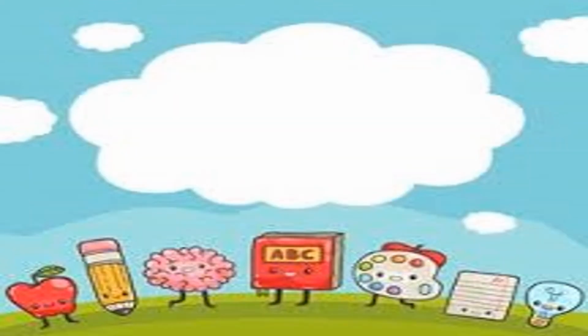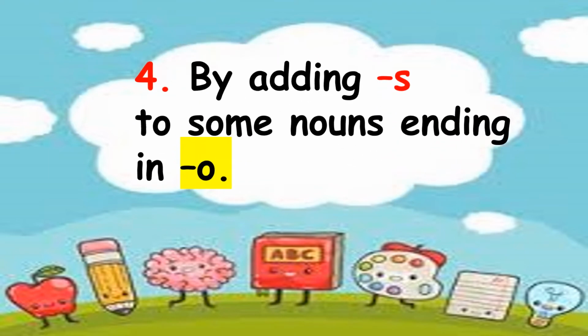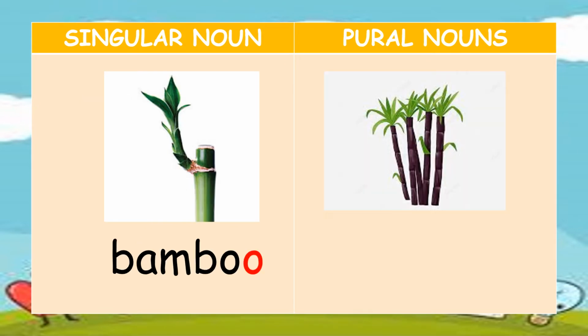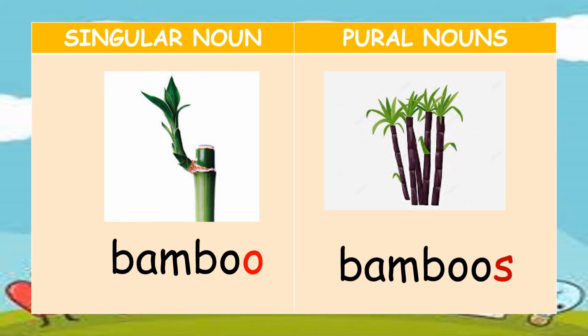Now, you have to remember, children, not all nouns ending in O, you add ES. Rule number 4, by adding S to some nouns ending in O. That means there are nouns ending in O, you don't add ES, but you just add the letter S to form its plural. Like piano. Pianos. Add the letter S. 1 piano, 4 pianos. And the word bamboo. 1 bamboo, many bamboos.